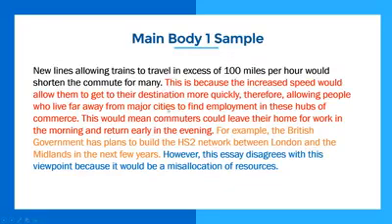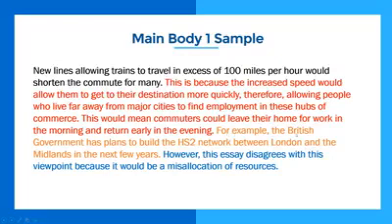Then the bit in red is my explanation. What does the explanation do? The explanation explains to the reader how your main idea answers the question. This is because the increased speed would allow them to get to their destination more quickly, therefore allowing people who live far away from major cities to find employment in these hubs of commerce. This would mean commuters could leave their home for work in the morning and return early in the evening. So very, very simple, simply telling the reader what it's all about.